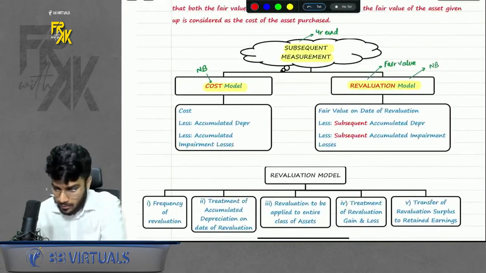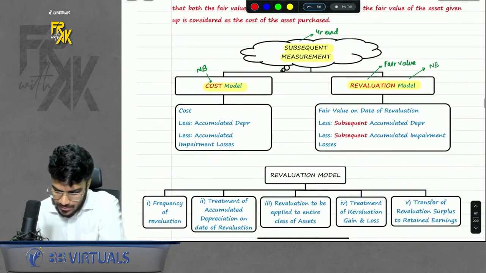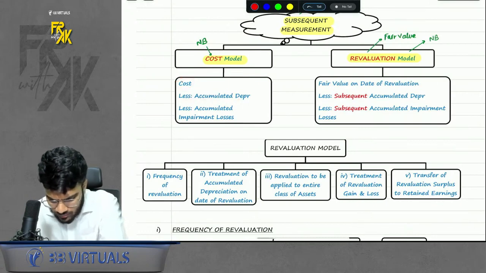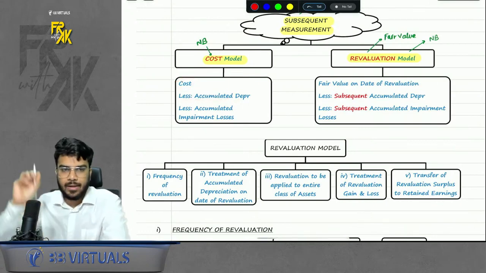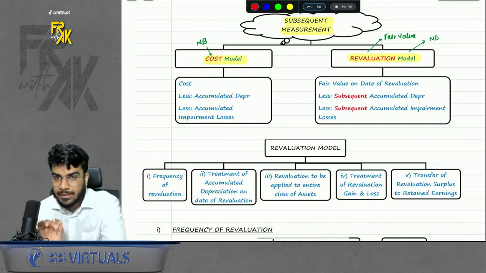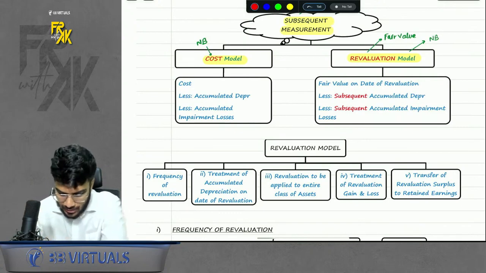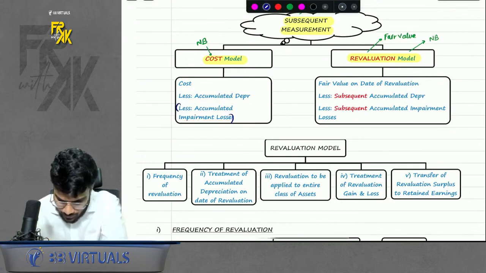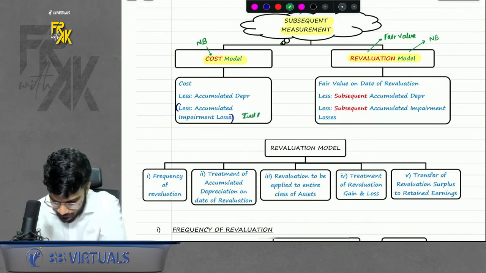If you come in our textbook, you can see the cost model is relatively very easy. We keep it at cost less accumulated depreciation. What is the meaning of this word accumulated depreciation? That means the depreciation till date, from the day you purchased the asset till today, the cumulative depreciation, that is known as accumulated depreciation. Also, they have used one word, less accumulated impairment losses. So what is impairment losses? We will study about impairment losses under IND AS 36.